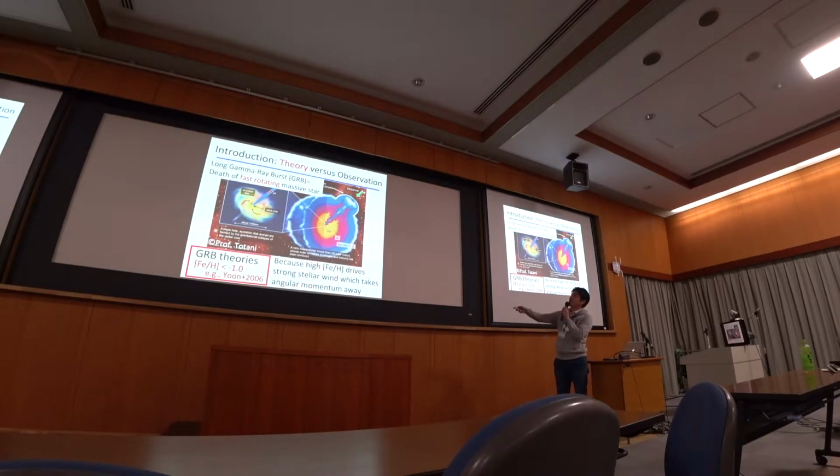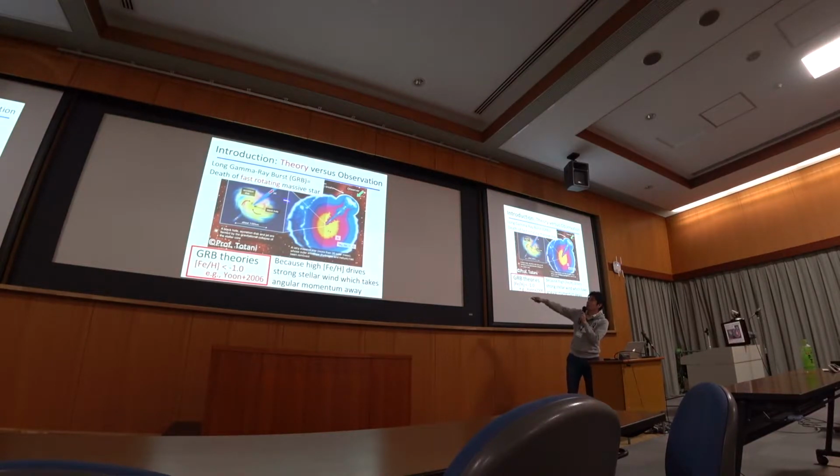Long gamma ray bursts are believed to be related to the death of a massive, fast-rotating star. This fast rotation is very important to launch a relativistic jet. If we observe this massive star along the jet axis, we can recognize the explosion of this massive star as a gamma ray burst. This is the theoretical view.